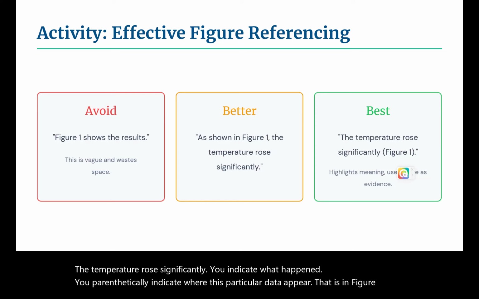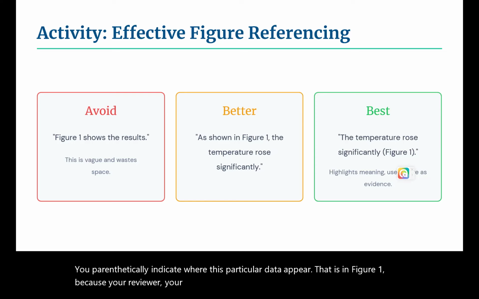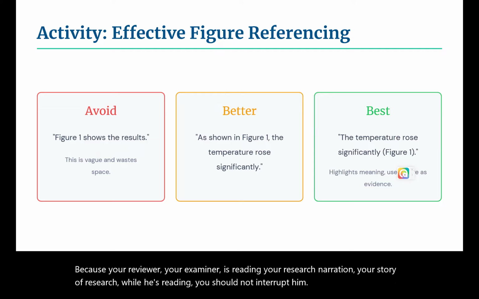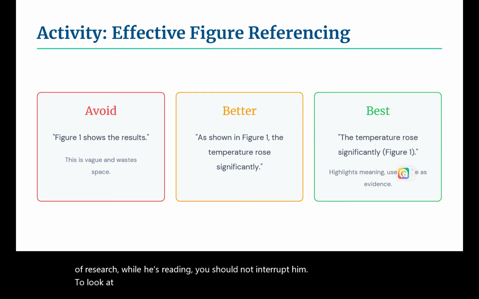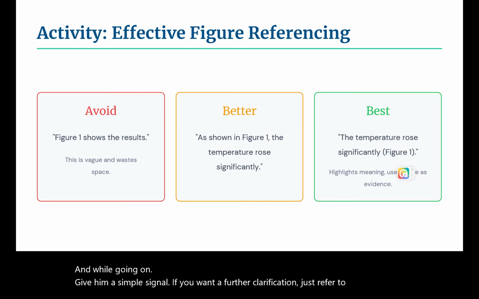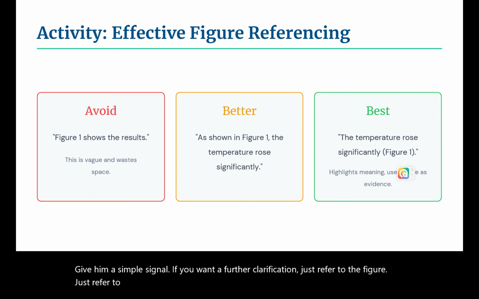reviewer, your examiner, is reading your research narration, your story of research. While he is reading, you should not interrupt him to look at the figure. Let your story go on, and while going on, give him a simple signal. If you want a further clarification, just refer to the figure, just refer to the table where you would see how it had happened. Right?